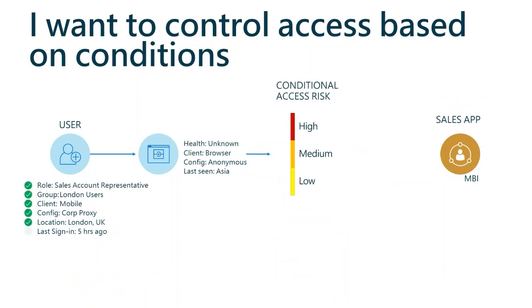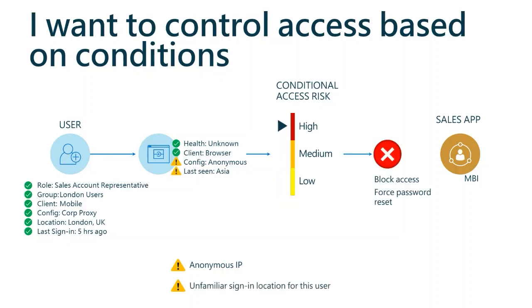And then if you have someone who's a sales representative, again in the right groups, using an approved mobile device, again in London, and last seen in London 5 hours ago, and then someone's trying to access via a browser, the health is unknown on the device, it's anonymous, it was last seen in Asia. So there's two triggers here: one, the anonymous IP, and two, the fact that it's an unfamiliar sign-in location for the user. So that conditional access rule can be triggered, and if you're using some of the more advanced licenses, you have the ability to have risk-based policies like this, and it can block access and force a password reset without any intervention by an IT staff member.